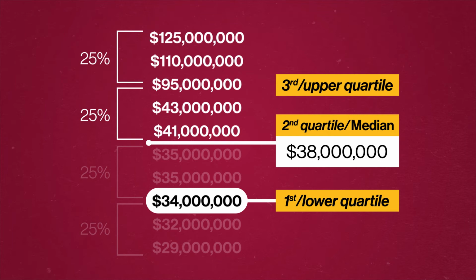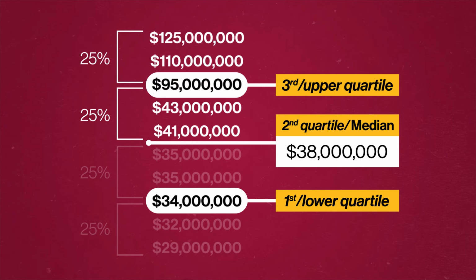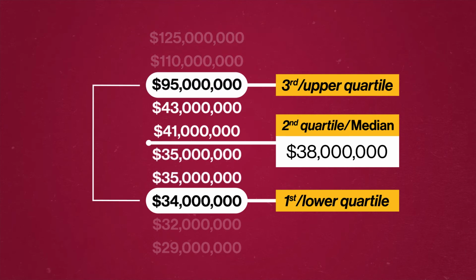Again, we have 5 points, so we want the salary that's third in this list, or 8th in the list overall. That makes the third quartile $95 million. Between the first quartile and third quartile is 50% of the data. So half of the players are making anywhere from $34 million to $95 million. This is a pretty big spread.